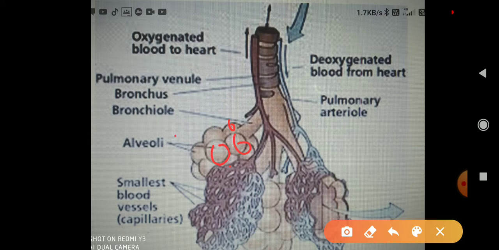That's why the alveoli are the site of exchange of gases, not respiration. Site of exchange of gases. Alveoli are the site of exchange of gases.